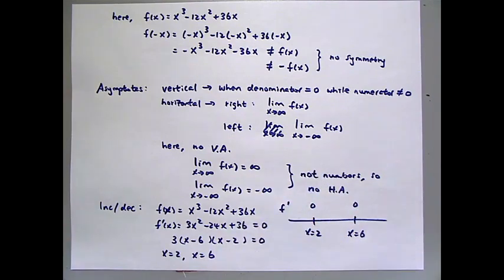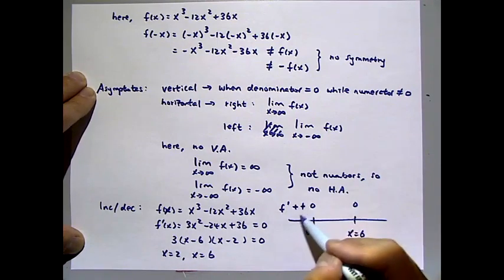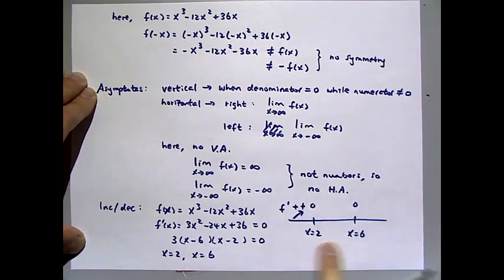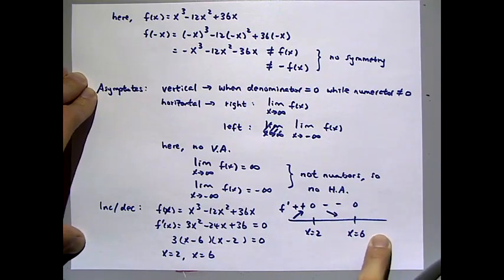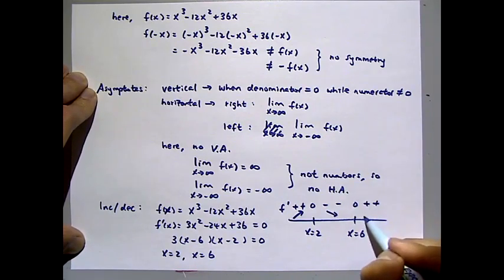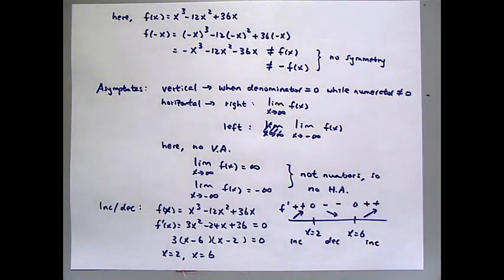Okay, again, we've done this before, so I'm going to go pretty quickly with this stuff right here. Choose a number less than 2, plug into here, we get a positive number. So increasing here. Between 2 and 6, I'll choose a 3, and I get a negative number. Decreasing. And then choose something bigger than 6, 7, and I get increasing. So increasing here, decreasing here, and increasing. And automatically, the chart provides us with the locations of max and min.